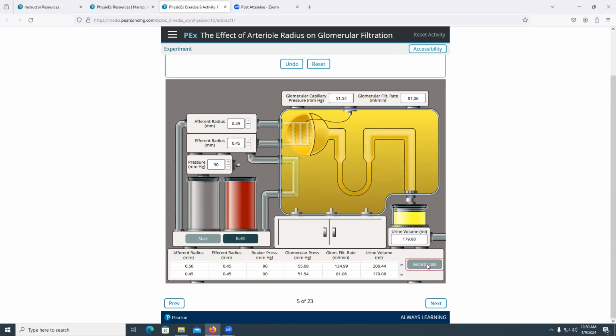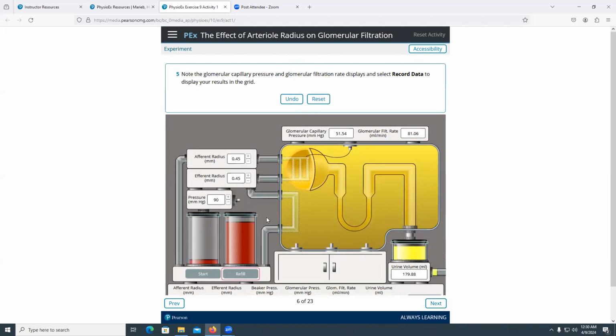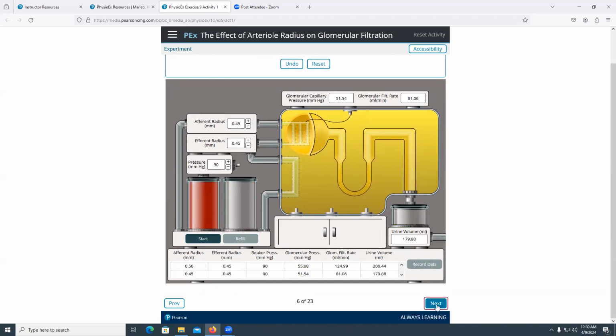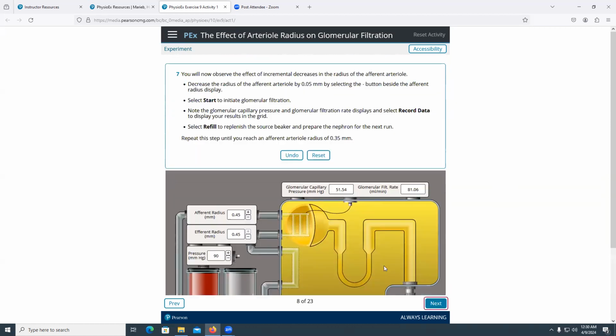Now let me record the data. Well, isn't that interesting? When my afferent radius was 0.5 millimeters, my glomerular pressure was 55, and the glomerular filtration rate was 124. When I dropped it to 0.45, what happened to the glomerular pressure? It went down, and the filtration rate also went down. Now, let's restore everything to baseline.